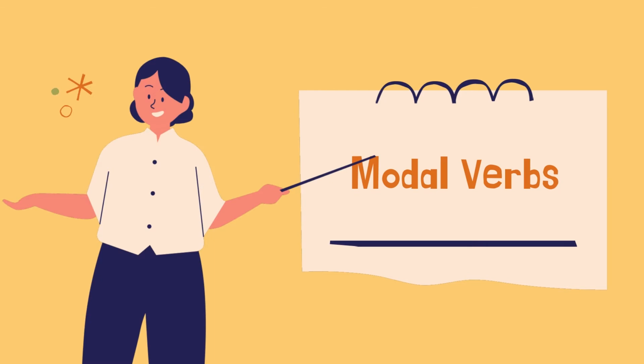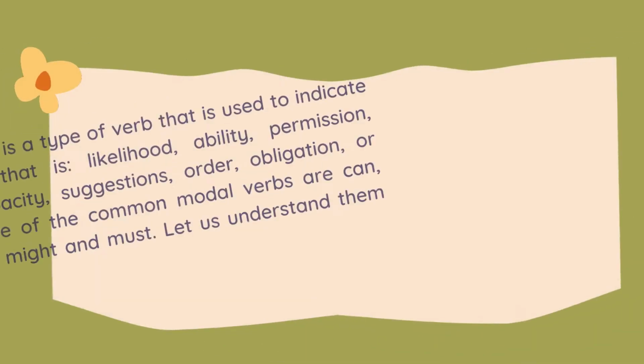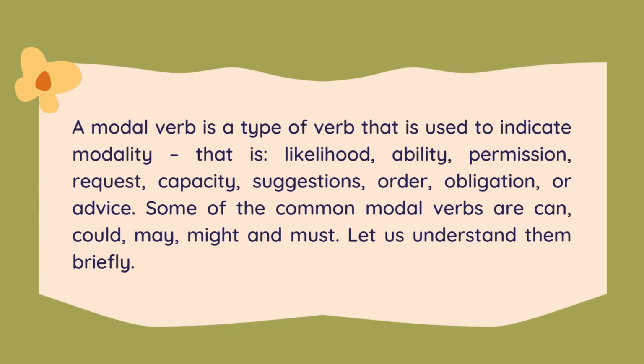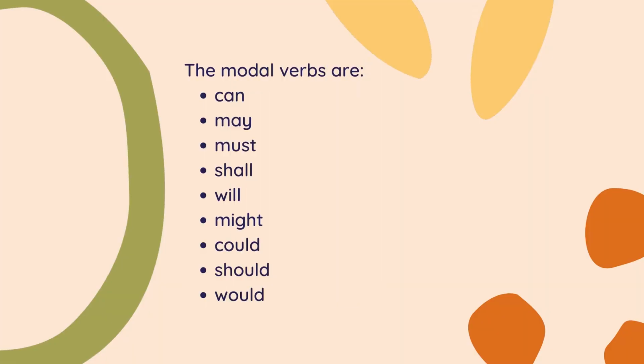Modal verbs. A modal verb is a type of verb that is used to indicate modality, that is, likelihood, ability, permission, request, capacity, suggestions, order, obligation, or advice. Some of the common modal verbs are can, could, may, might, and must. Let's understand them briefly. The modal verbs are can, may, must, shall, will, might, could, should, would.